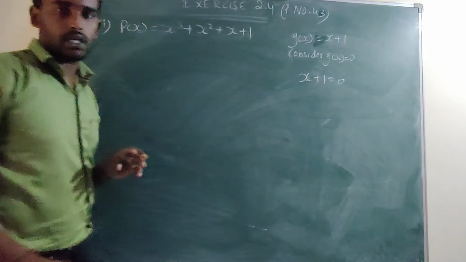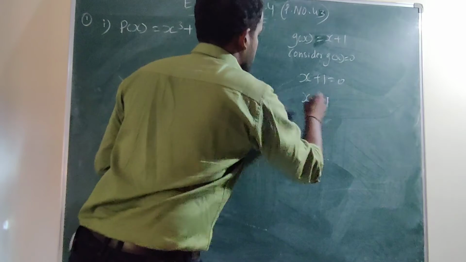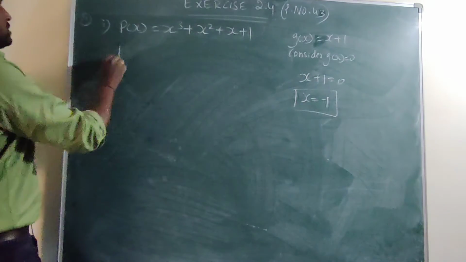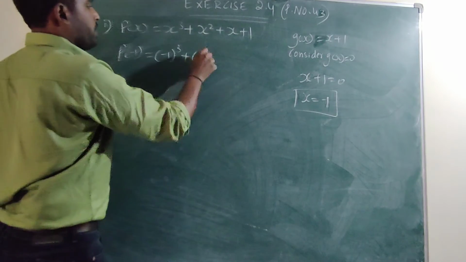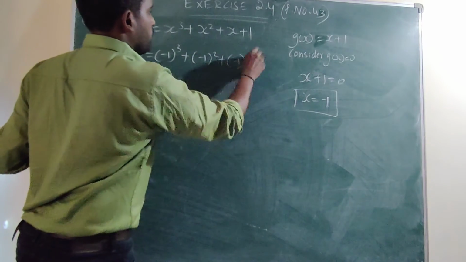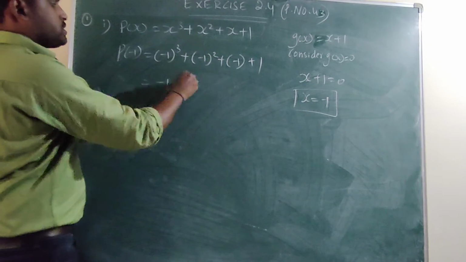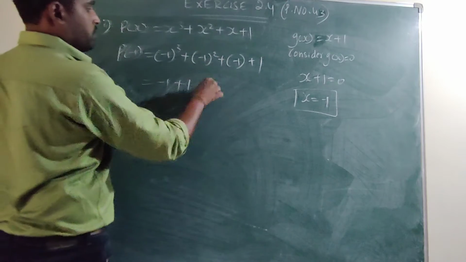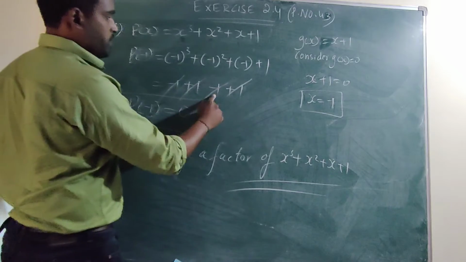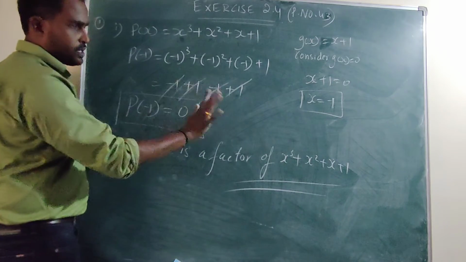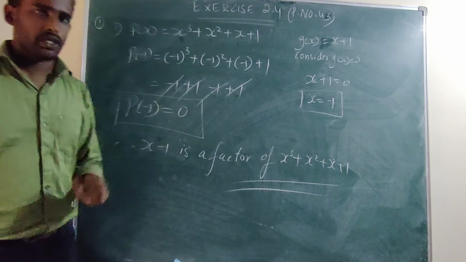X plus 1 is equal to 0. Plus 1 on transposing becomes minus 1. Here, please substitute p of minus 1. Minus 1 cube, minus 1 square, minus 1 plus 1. Minus 1 cube is minus 1, minus 1 square is plus 1, here minus 1, plus 1. Minus 1 plus 1 cancels, minus 1 plus 1 cancels. P of minus 1 is equal to 0.